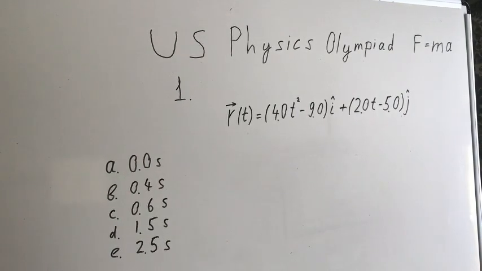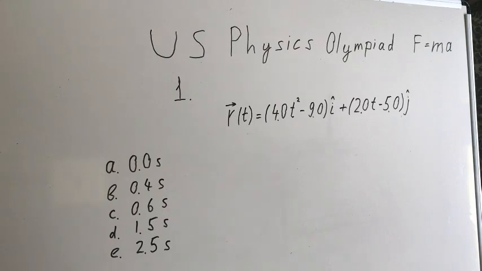Problem number 1. An object moves in 2 dimensions according to the equation represented here, where r is in meters and t in seconds. When does the object cross the x-axis? On the left side we have 5 options to choose the correct one.